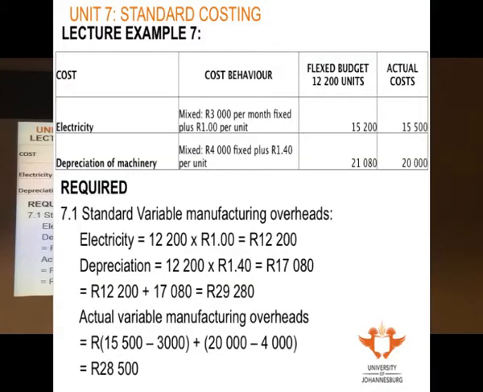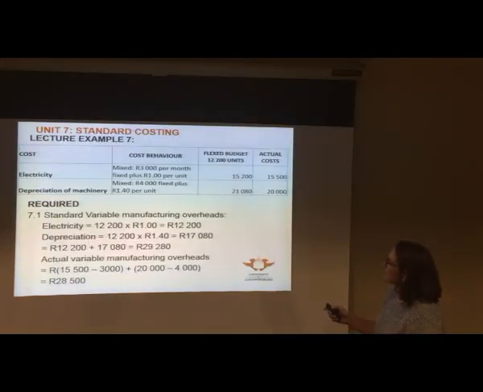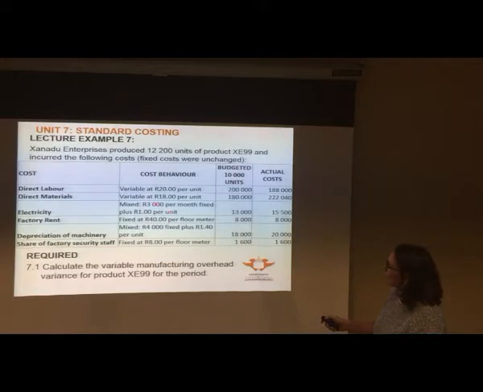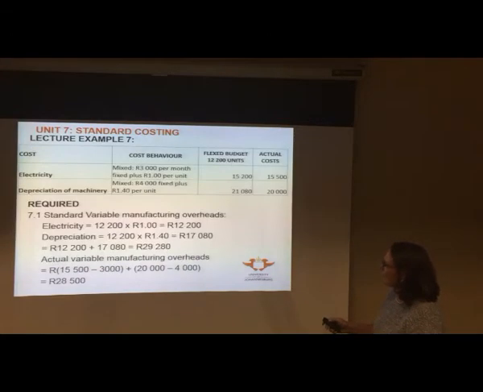If we're looking at the variable manufacturing overhead, for the electricity, the variable component was 1 Rand. And for the depreciation, the variable component was 1 Rand 40. So the electricity is 12,200 units times 1 Rand, which gives you 12,200. The depreciation is 12,200 units times 1 Rand 40, which gives you 17,080. You add them together, you get 29,280.